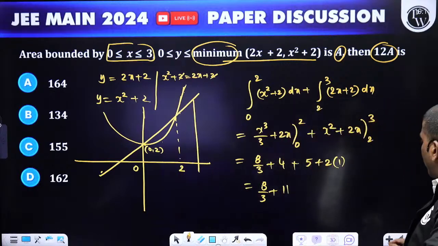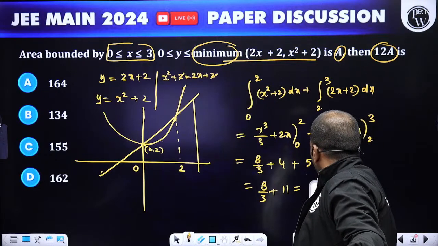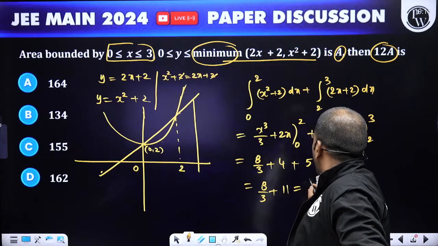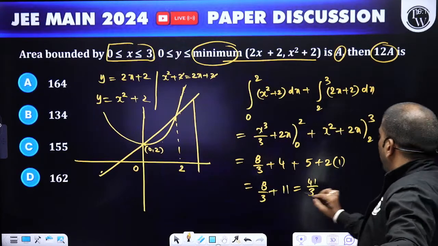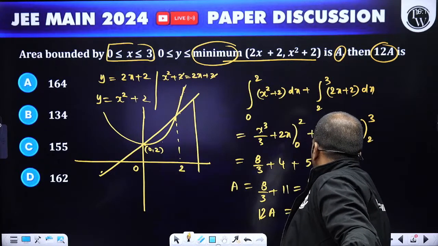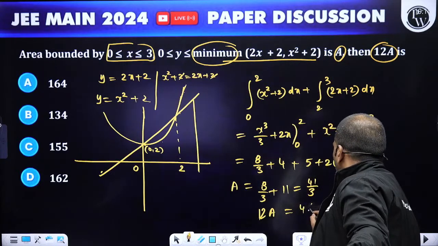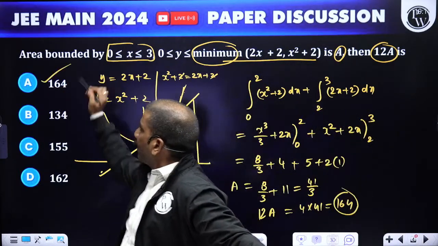So once you check this one, this is 33 plus 8, 41 by 3. So 12 times we need to write. Right? So this is A. So we need 12 times A. So 12 times A, so 4 times 41. So that is 164. 164 is the right answer.